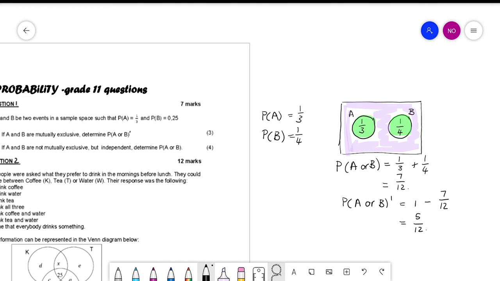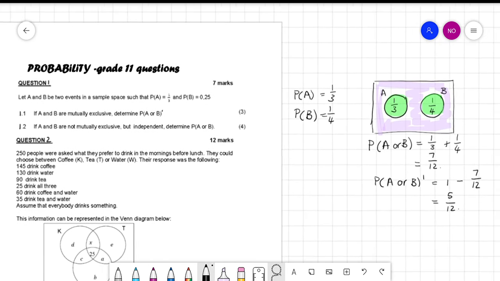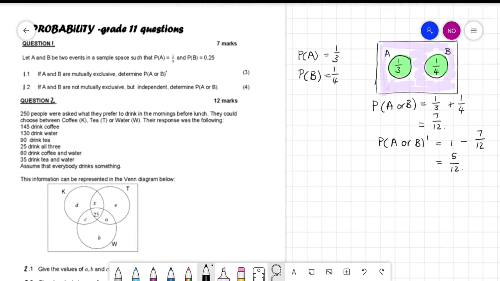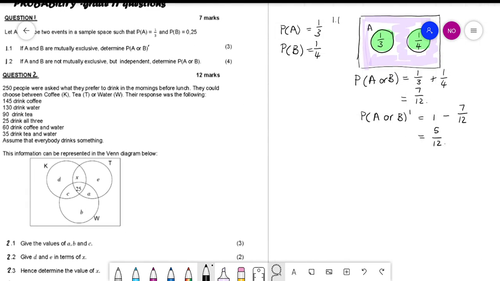Okay, good. Then for the next one, they say if A and B are not mutually exclusive but independent, determine the probability of A or B. So if they are not mutually exclusive, this was 1.1. For 1.2, it means that they actually have an intersection. So dan beteken dit my twee sirkels gaan mekaar oorvleuel. So daar is 'n kans dat al twee van hulle kan gebeur. En dan sê hulle vir jou is onafhanklik.